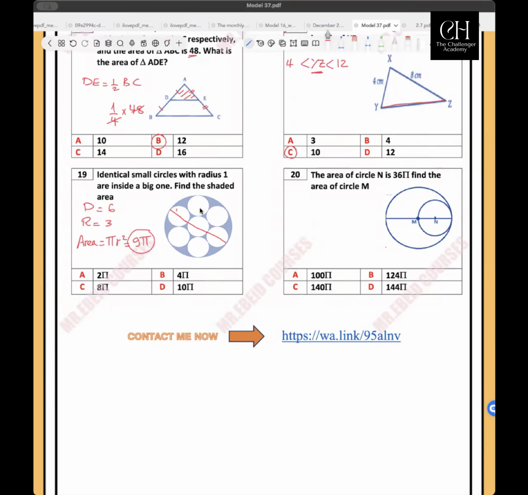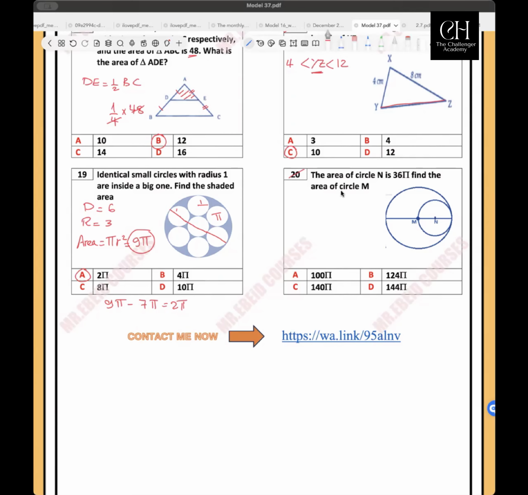Now we will find the area of each small circle. As you know that the radius is 1, and as we mentioned before, the area of one circle is pi r squared. So it will be 1 squared times pi. So the area of each circle is pi. And we have 7 circles. So the area of the shaded region will be 9 pi, the area of the biggest circle, minus the area of 7 circles, which is 7 pi. So the answer is 2 pi, which is A.